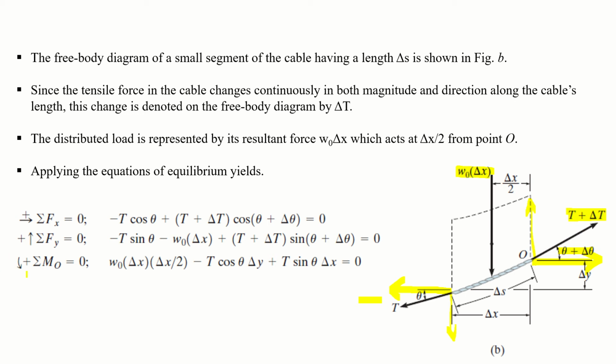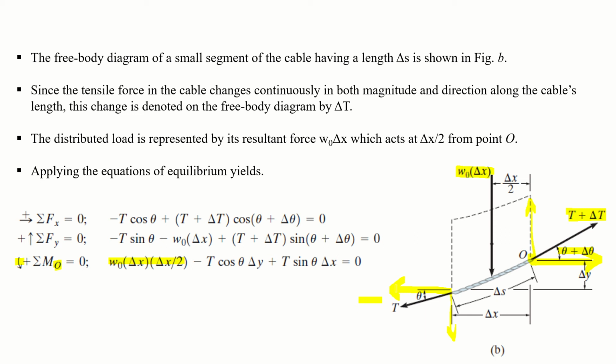And the third equation of equilibrium yields that the summation of moment about point O is 0. When you are taking moment about this point O, the force T plus delta T passes through this point, so its horizontal and vertical components will cause no moment because the perpendicular distance is 0. So it will not be included in this equation. W naught into delta x acts at a perpendicular distance delta x by 2 about point O. So this is our first moment, which is in the counterclockwise direction, and it is positive.